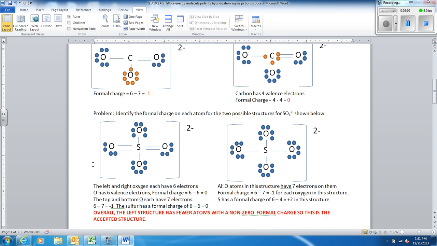Okay, so left side, the top and bottom oxygens would be the same. We've got 6 plus 1, 7 total electrons around them. So this is this one right here. 7 electrons around it. 6 minus 7 is -1. So these 2 oxygens have a formal charge of -1. These 2 oxygens have 1, 2, 3, 4, 5, 6 electrons around them. 6 minus 6 is 0, so the oxygens would have a formal charge of 0. And the sulfur in the middle here, sulfur has 1, 2, 3, 4, 5, 6 electrons around it, and sulfur has 6 valence electrons, so that sulfur would have a formal charge of 0.